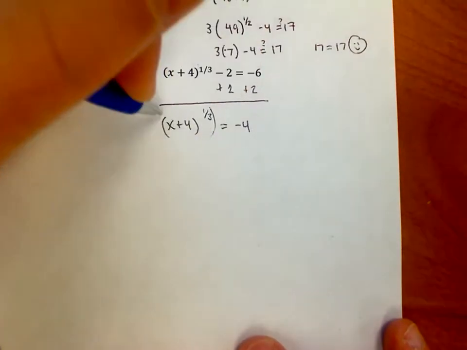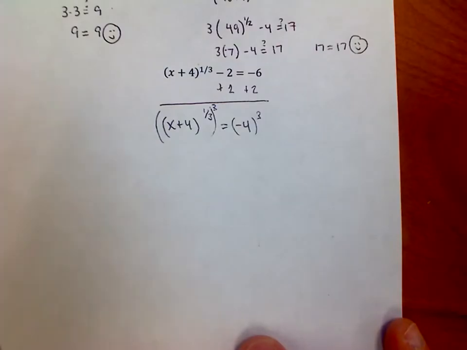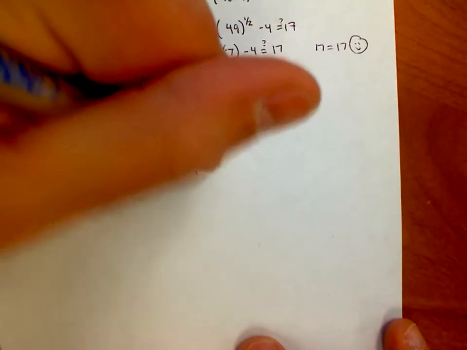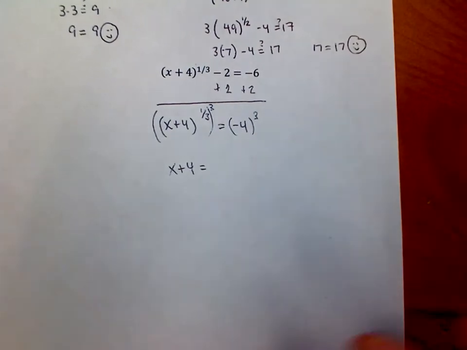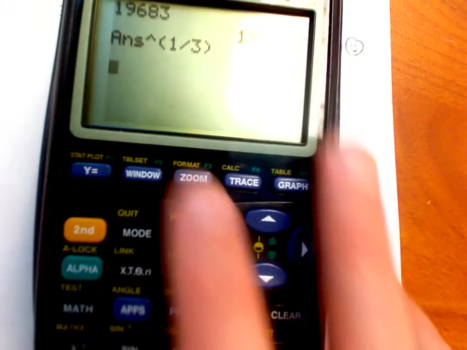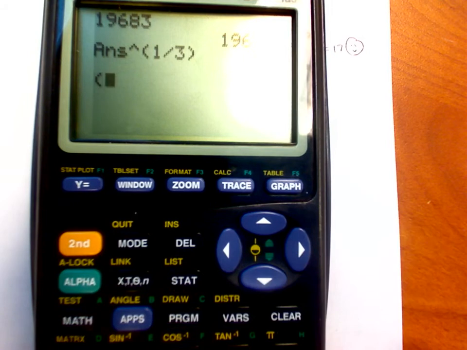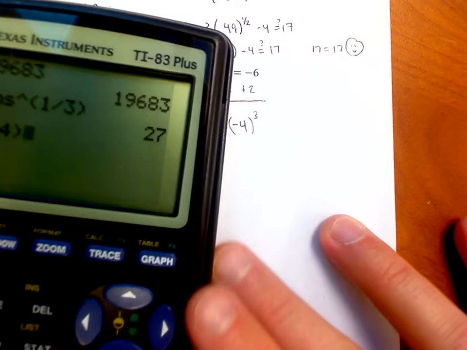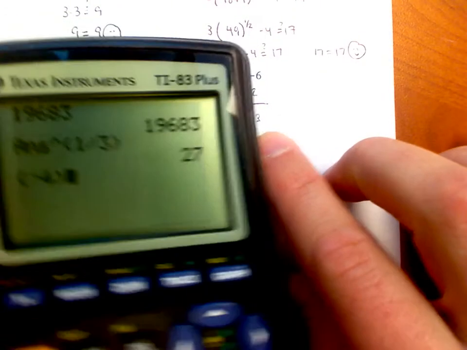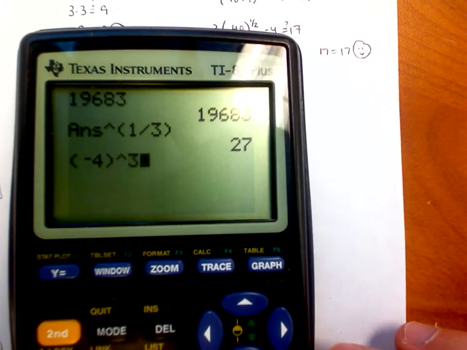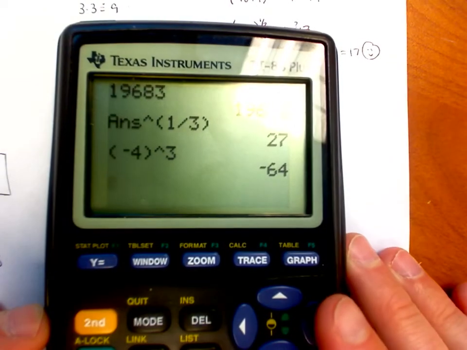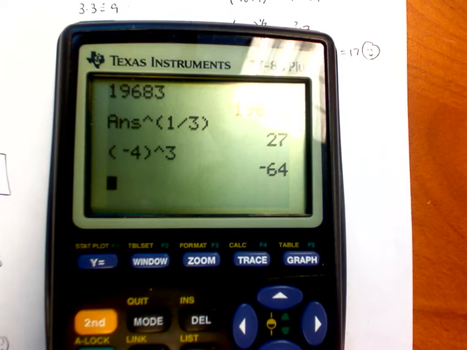Now I need to cube both sides. If I cube both sides, then I get just a straight x plus 4 on the left. I get -4 times -4 times -4 on the right. Be careful. Notice that I use parentheses around the -4, right? Because I'm cubing the entire side, okay? I'm going to type it in twice here. Ready? That's correct. -4, if I cube it, -4 times -4 times -4 gives me -64 because I got 3 negative values, okay?